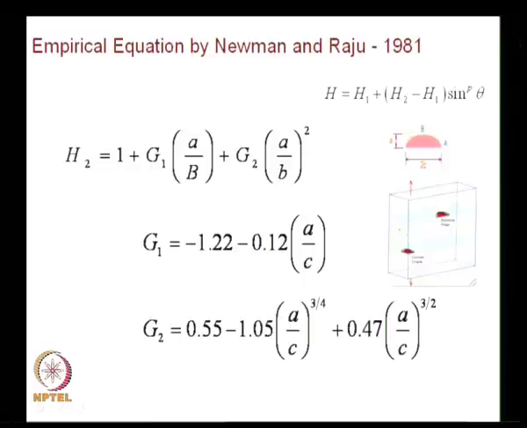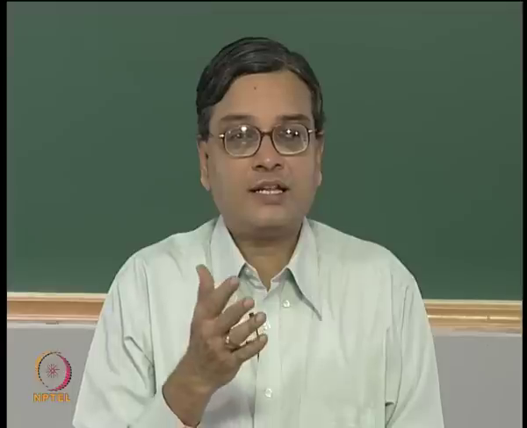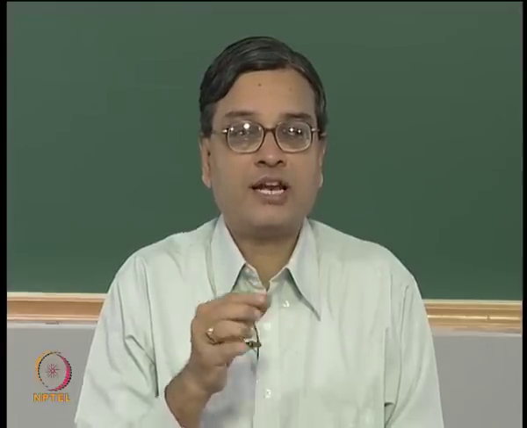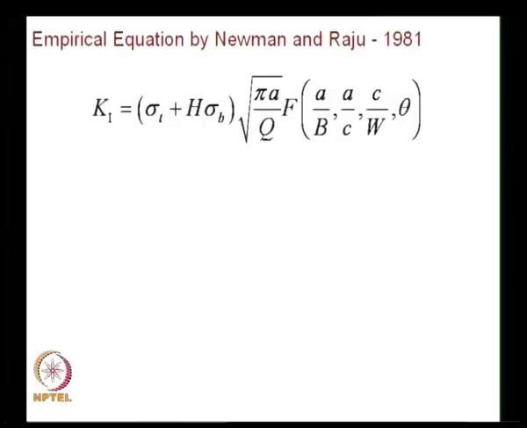This completes the definition of the components consisting of the empirical relation, and you should note that he had done a 3-dimensional finite element analysis. Based on that, he had fit an empirical relationship, and the relationship is as follows: K1 equal to sigma t plus h sigma b multiplied by root of pi a divided by q, and a function which is dictated by a by b ratio, a by c ratio, c by w ratio, and also the position theta.